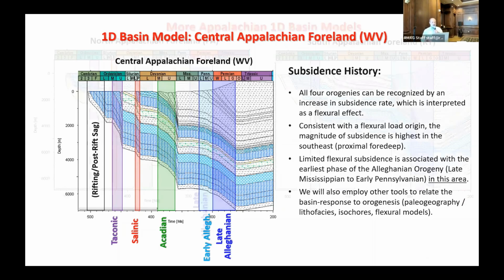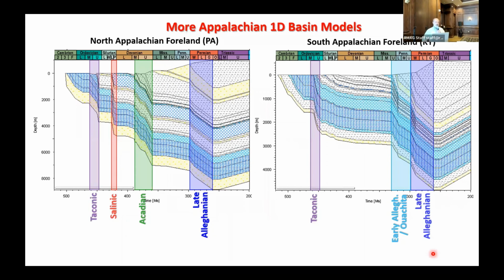So let's take a look further north and further south. This is up in Pennsylvania. This is the North Appalachian Foreland, and right on schedule, you see these 4 events. The Salinic is much larger here. It's the Acadian and the late Alleghanian, mostly a latest Pennsylvanian to Permian event. No signal at all for a Mississippian and most of the Pennsylvanian here.